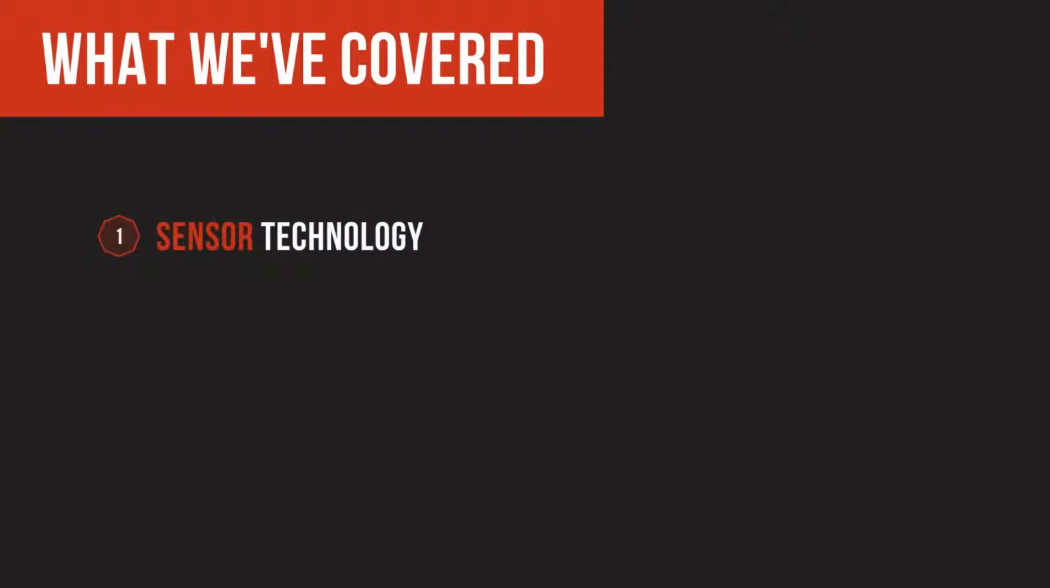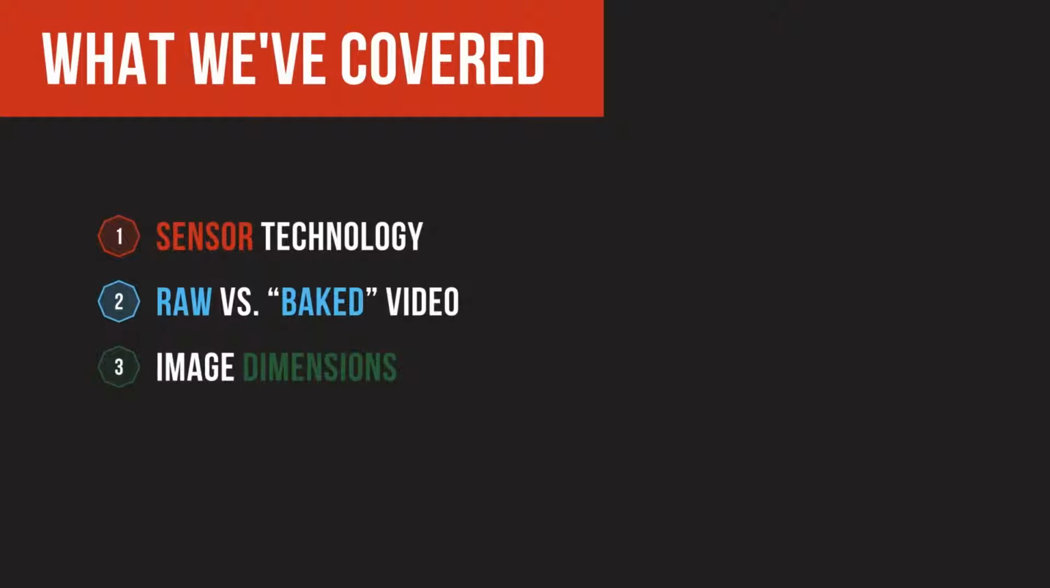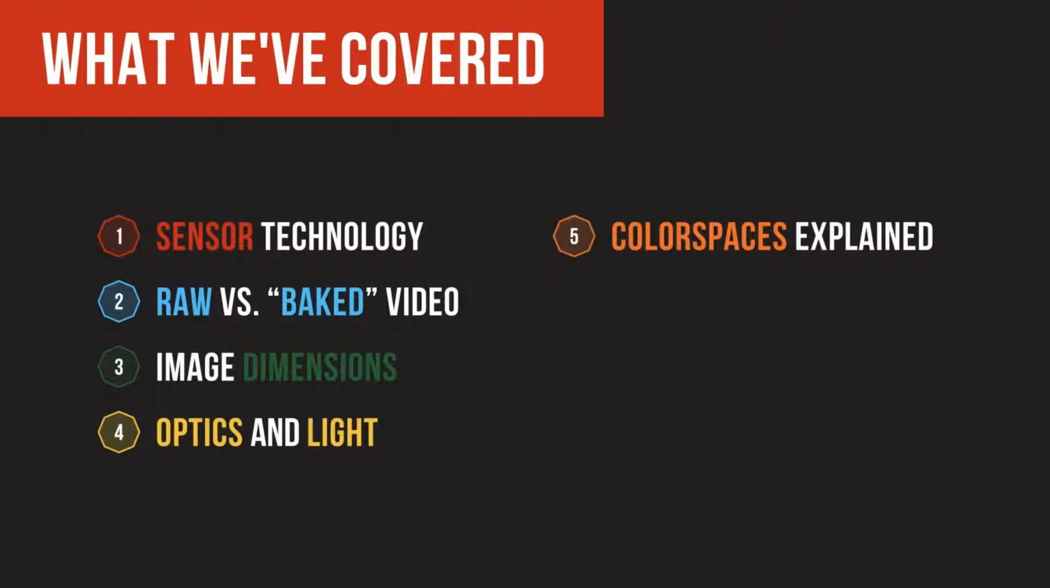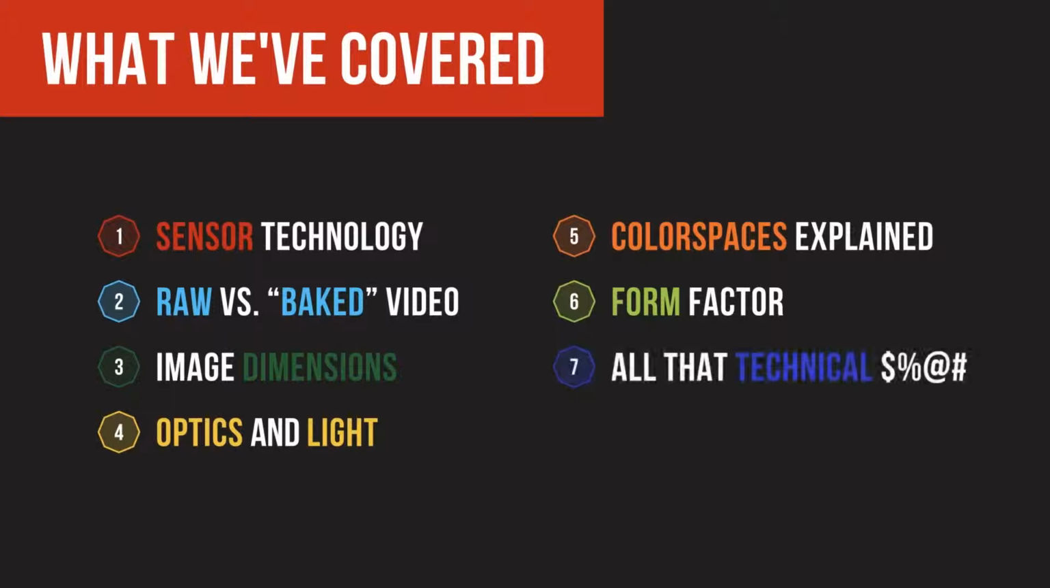So what have we covered? Well, we've covered sensor technology with the CCD and CMOS sensor, how Bayer patterns and pixels work. We went into raw versus baked video, went into image dimensions, the size of your sensor with field of view and the optics and how all that comes together. We talked about color spaces a little bit, talked about the form factor, picking the right form factor for you. We went through storage and compute and all the technical requirements with that.